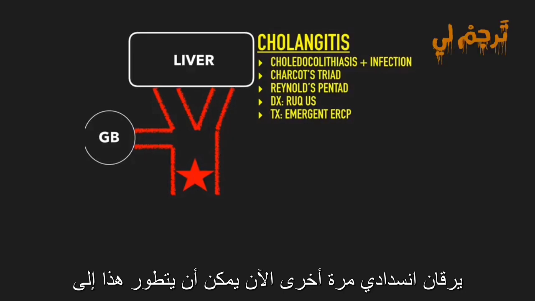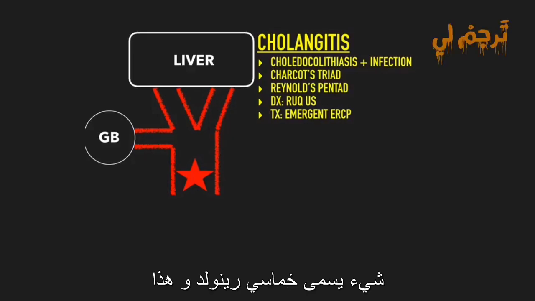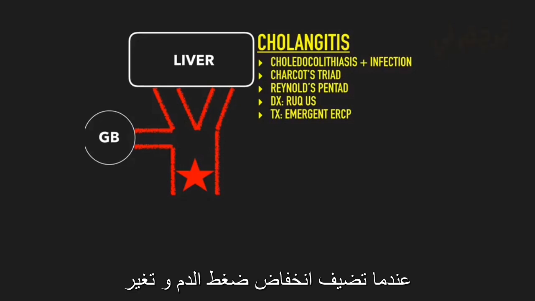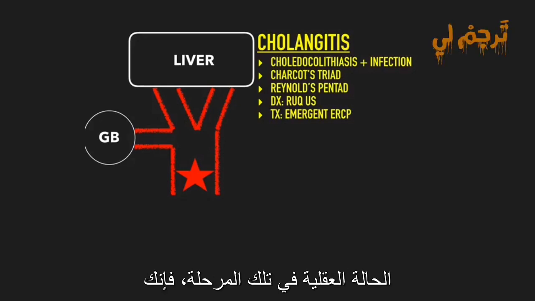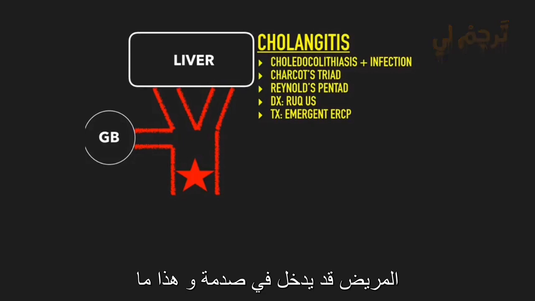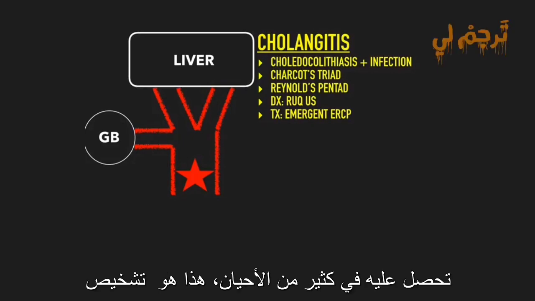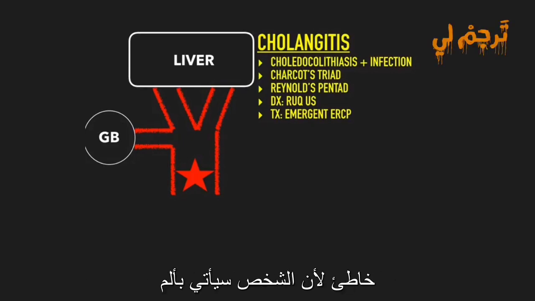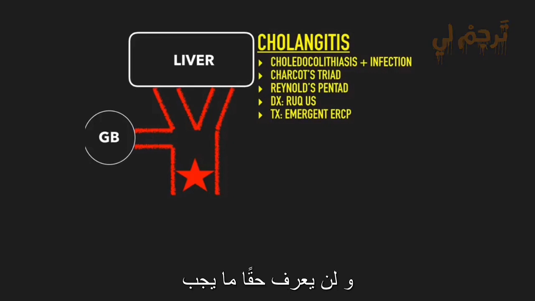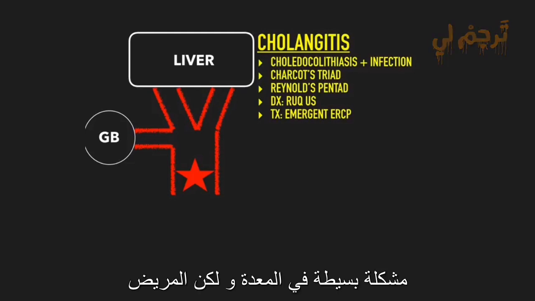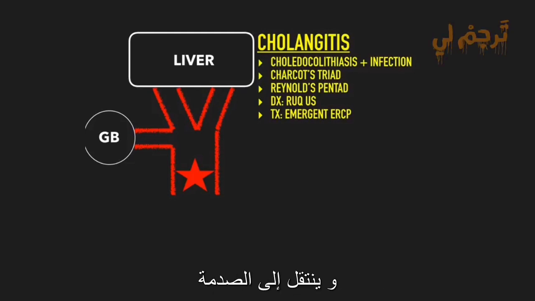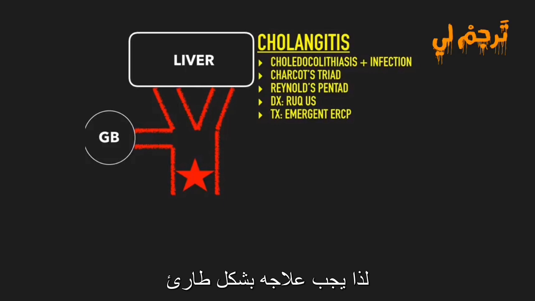Now, this can progress to something called Raynaud's pentad, and that is when you add hypotension and altered mental status. At that point, you're kind of progressing into the realm of this patient might be going into shock. Oftentimes, this is a misdiagnosis because someone will come in with right upper quadrant pain, and they won't really know what to do or what to look for. Maybe they'll think it's just a basic stomach issue, but the patient is quickly progressing through these stages and moving into shock. So it's got to be treated emergently.